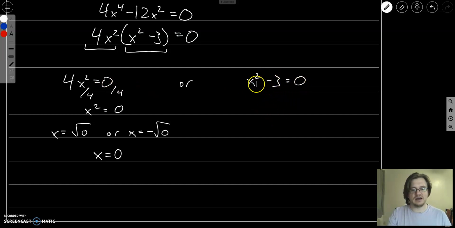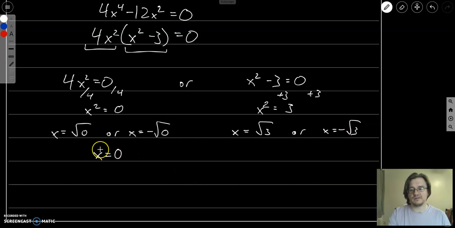In this case, again, because I have that x squared, I'll solve for that by itself. So I'll add 3 to both sides to get, again, x squared, not cubed, is equal to 3. And now I can take the square root of both sides to get x will be equal to plus the square root of 3, or x will be equal to minus the square root of 3.